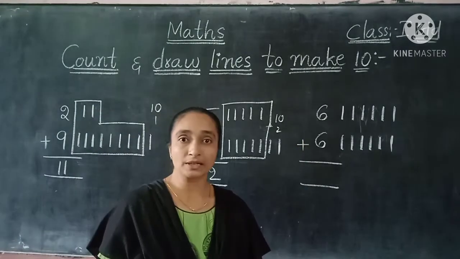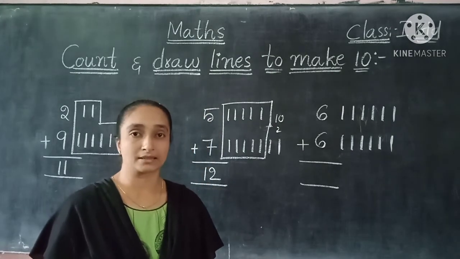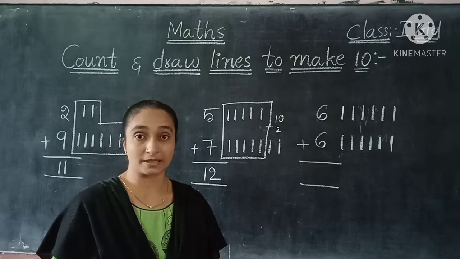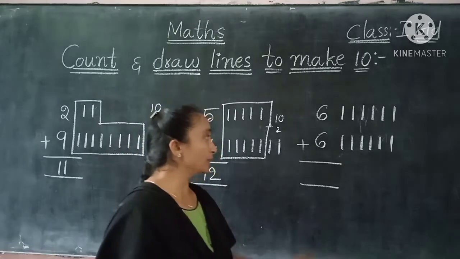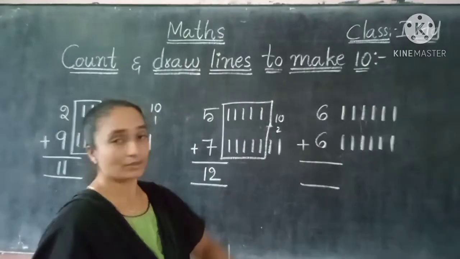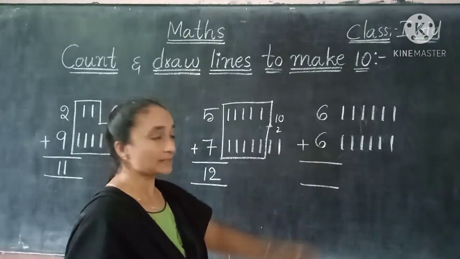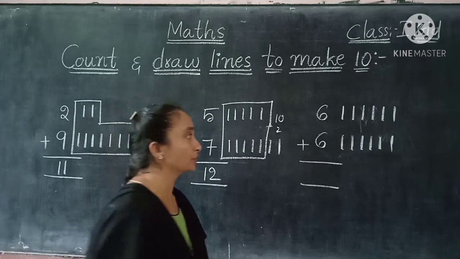Now the next one here we can see, children, 6 plus 6. How much is 6 plus 6? Suddenly we don't remember 6 plus 6. So let us see now, here we have the lines. We can draw the lines like this. 6 already we have, the same number down, so the same lines we can draw.